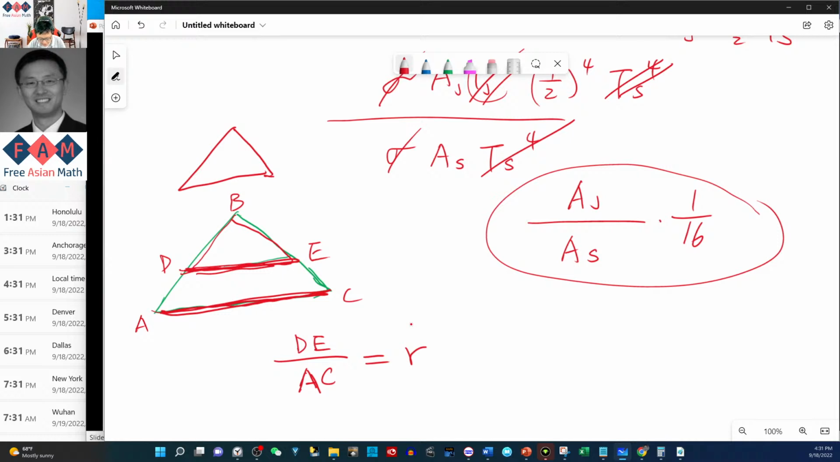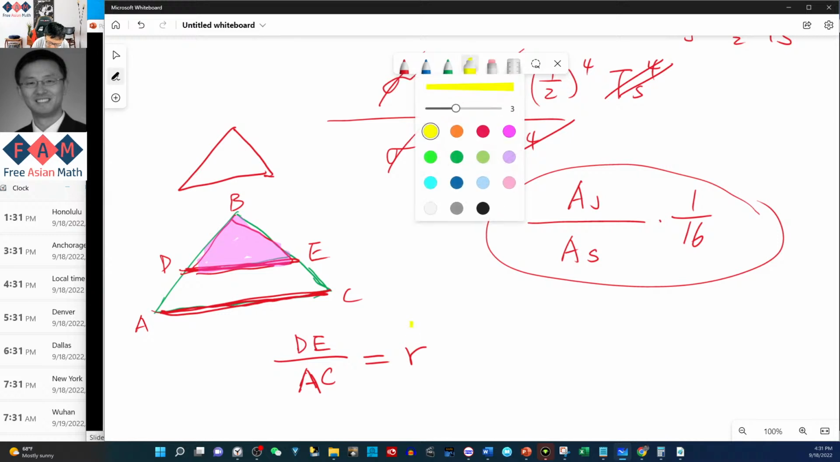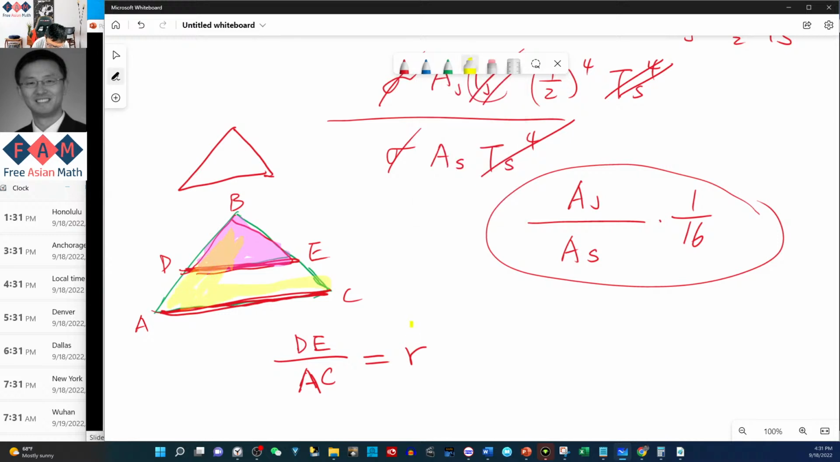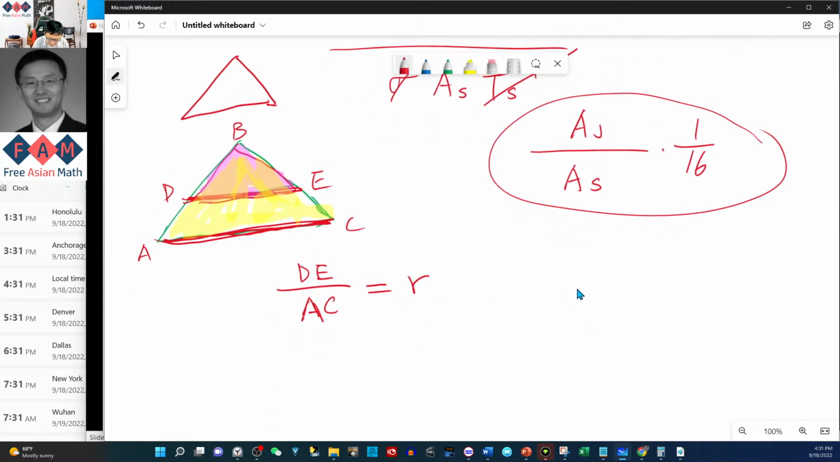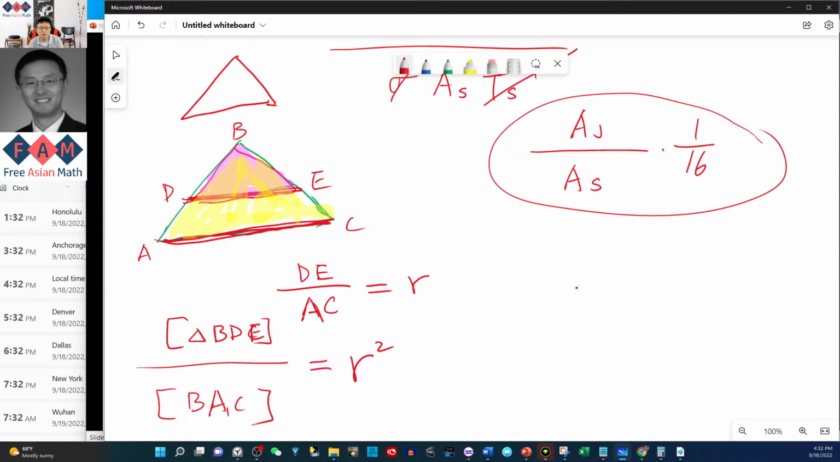Now, if I ask you what the ratio between the two areas is, this is the area of the smaller triangle, and the bigger triangle area is represented by the yellow highlighted area. What is the ratio between the two areas? It's very important to understand: the area of triangle BDE, which is the smaller one, over the area of BAC, the bigger one. What is the ratio between the two areas? It must be R squared.